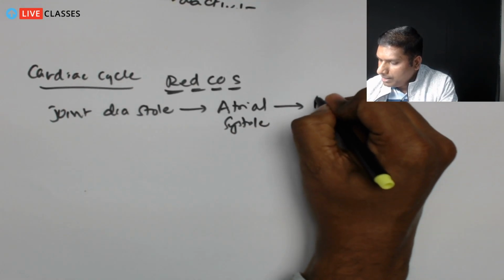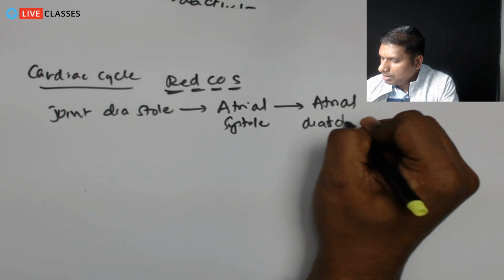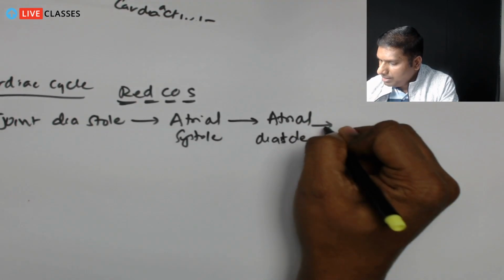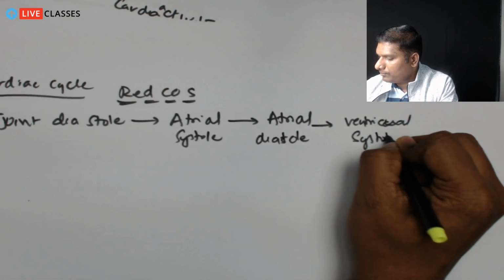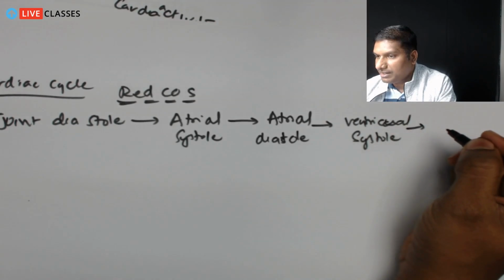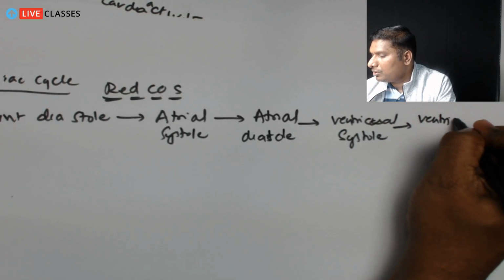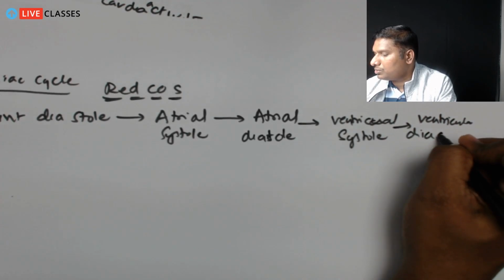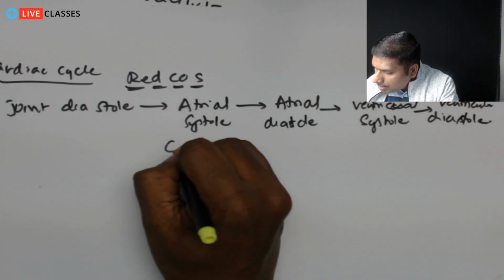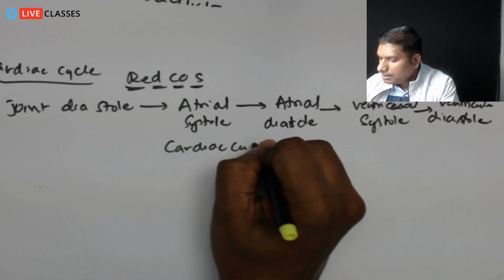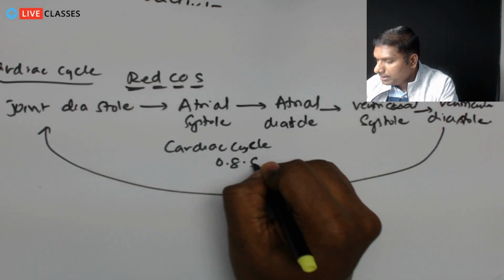Then this is followed by atrial diastole. When the atrial diastole is still happening, you will see the ventricular systole. And once the contraction of the ventricles is over and the blood is emptied, you will finally see the ventricular diastole. The entire thing is what we call the cardiac cycle, and this approximately takes 0.8 seconds.